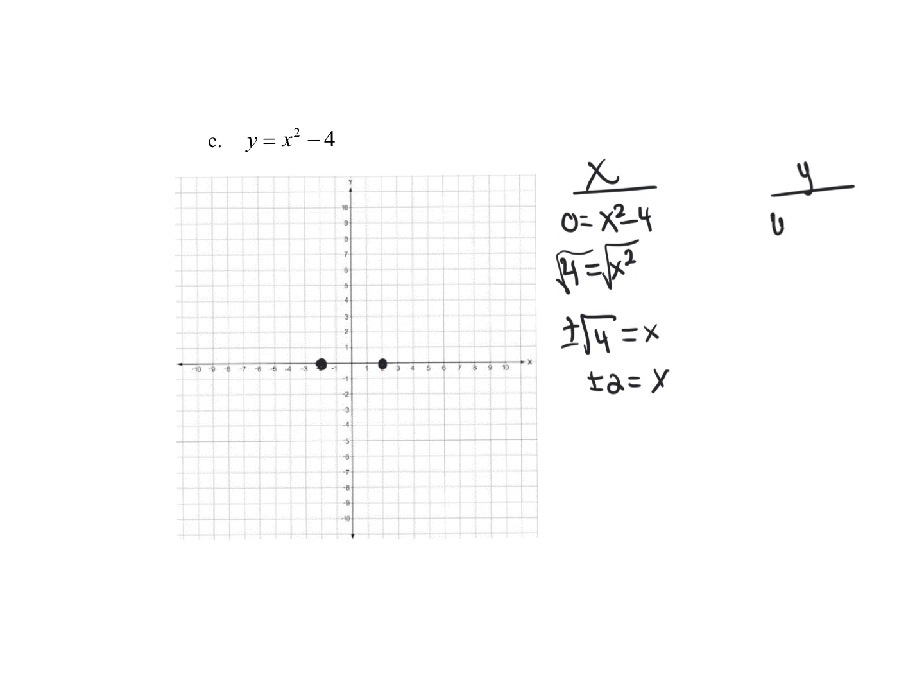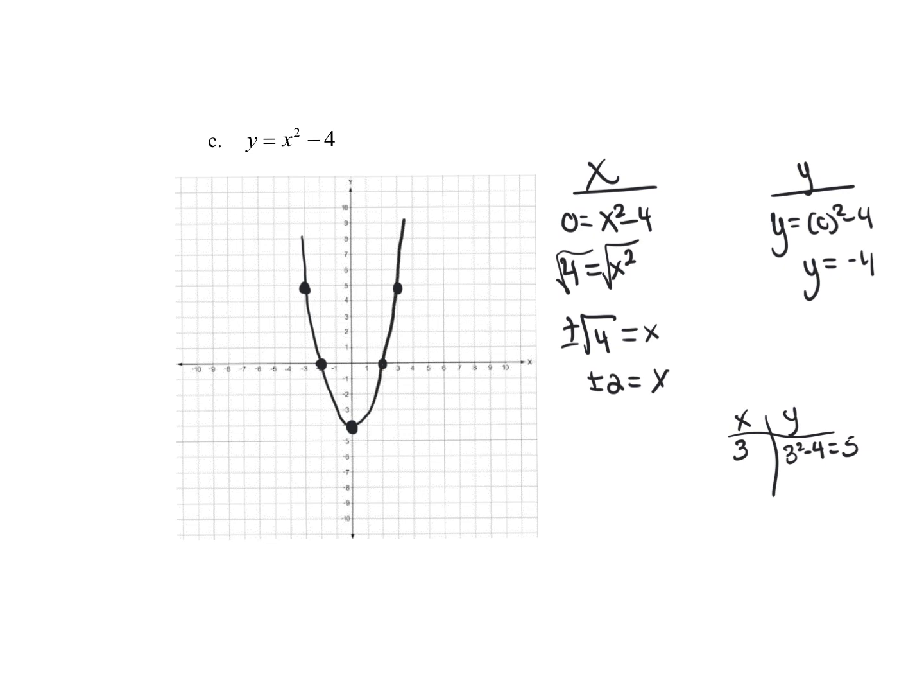Y-intercepts, you let x equal 0. So y equals 0 squared minus 4. Y equals -4. And if we wanted to plug in 3 or something else, we totally could. Plug in 3, so you're going to do 3 squared minus 4, which is 5. 3, 5. And since we know this is a parabola, it's symmetric, so even if I plugged in -5 or -3, I would also get out 5. And this is your parabola.